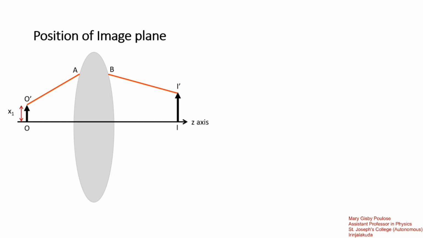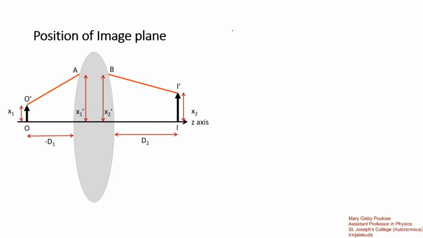Let the height of O dash be x1, height of A be x1 dash, height of B be x2 dash, and height of I dash be x2. The distance of the object from the lens is defined as minus d1 using lens convention, and the distance of the image from the lens is defined as d2.